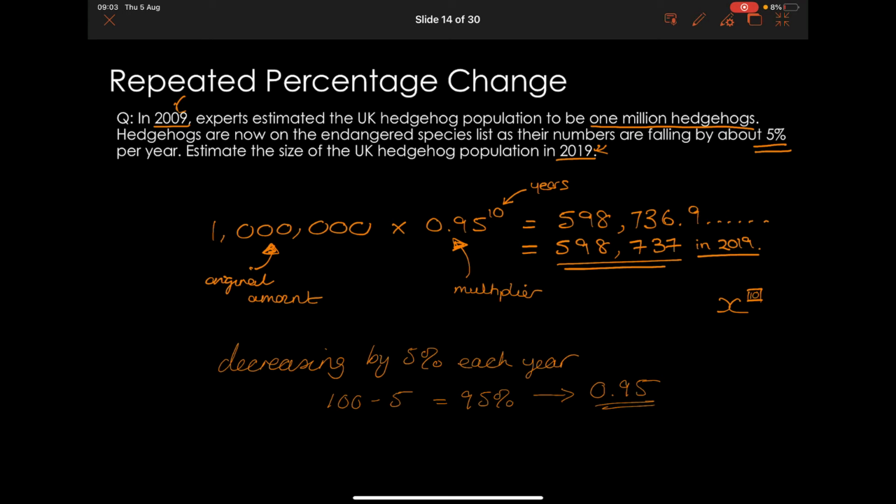Okay, so remember, if we decrease, the multiplier is written with 100 take away the percentage. But if we increase, so if it increased every year by 5%, our multiplier would be 100 plus 5, which is 105. And as a decimal, that's 1.05. Okay, the decimal always goes in the same place.